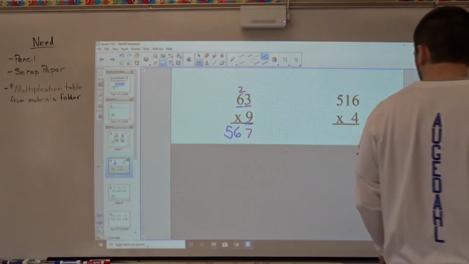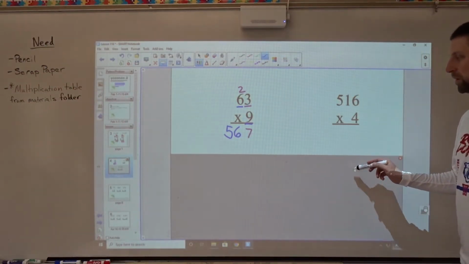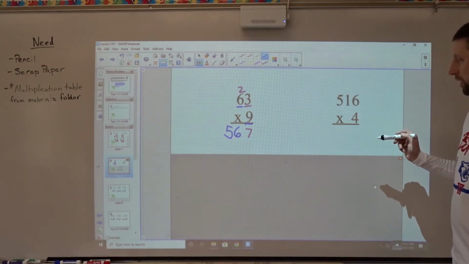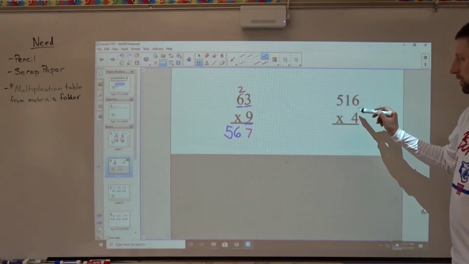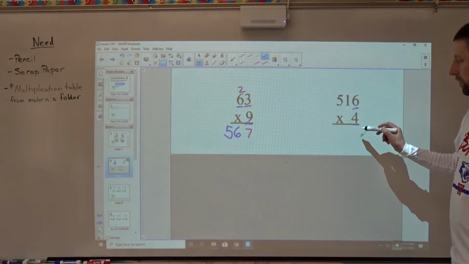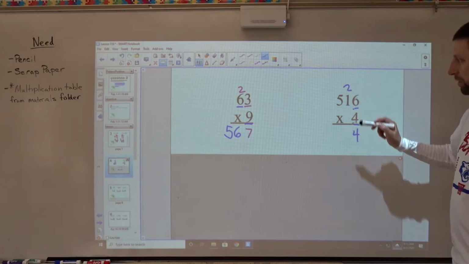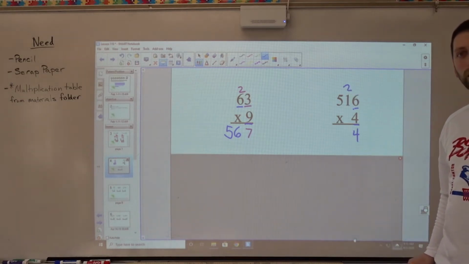Moving over to my next problem. 6 times 4. 6 times 4, that is 24. So I can write the 2 above the 1. Make sure you write it right above the 1.